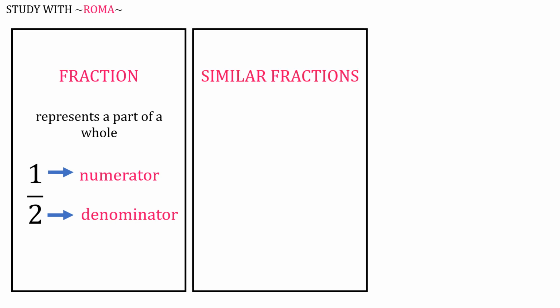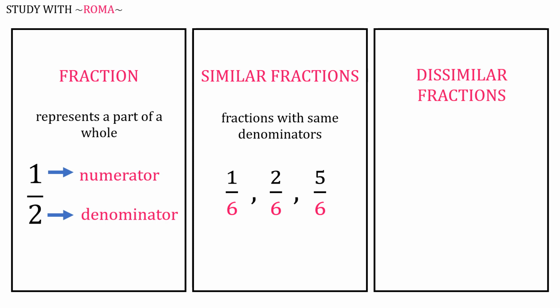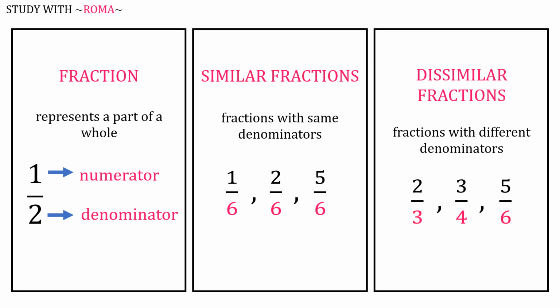When we say similar fractions, that means we have 2 or more fractions with same denominators. For example, 1/6, 2/6, and 5/6. All these have 6 as denominator. On the other hand, dissimilar fractions are 2 or more fractions with different denominators. For example, 2/3, 3/4, and 5/6. 3, 4, and 6 are not the same. Again, these are dissimilar fractions.